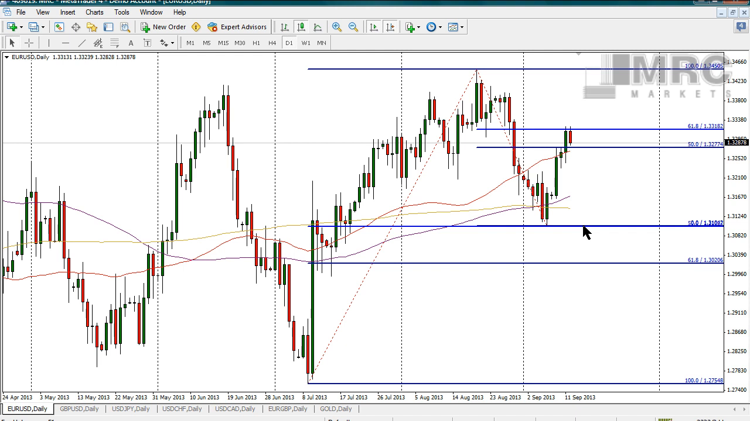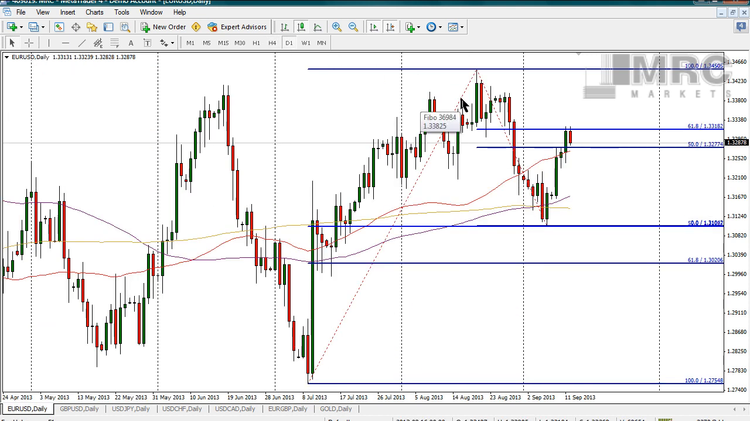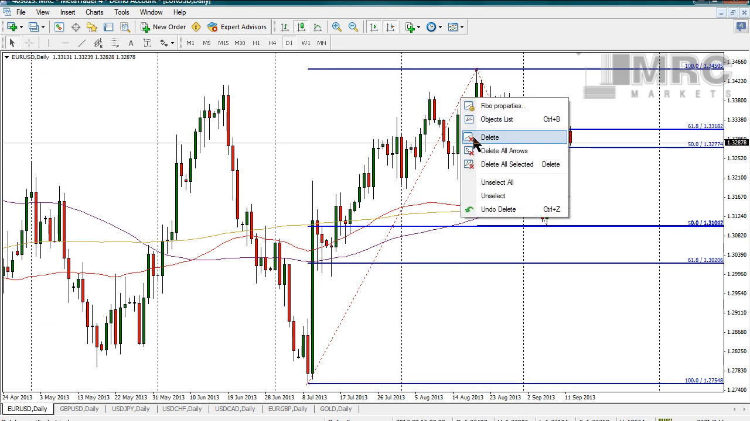And then of course there's nothing stopping it reversing off this level and going back up again. So two very interesting setups there. And one other that I'll look at, so I'm just going to delete this one here.